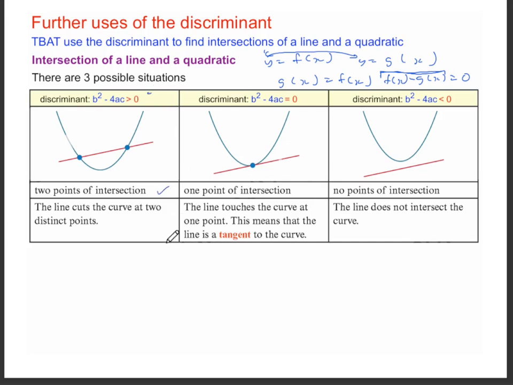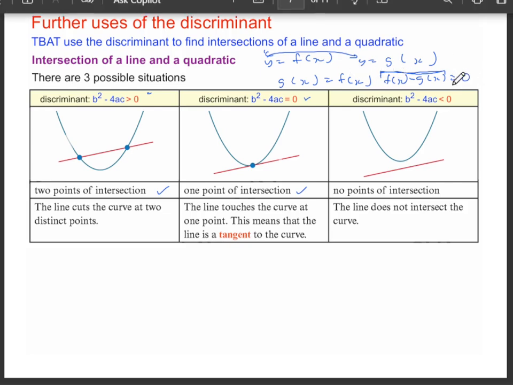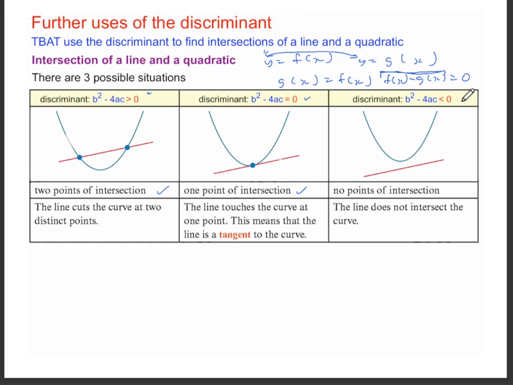If you get a hint that they're telling you 1 point of intersection, then you're going to do b squared minus 4ac equals 0. And if you see that they're giving a hint that they never intersect, then you're going to use b squared minus 4ac less than 0, right? There's going to be no point of intersection. And these are the specific use cases, the application part that they ask for in the question.